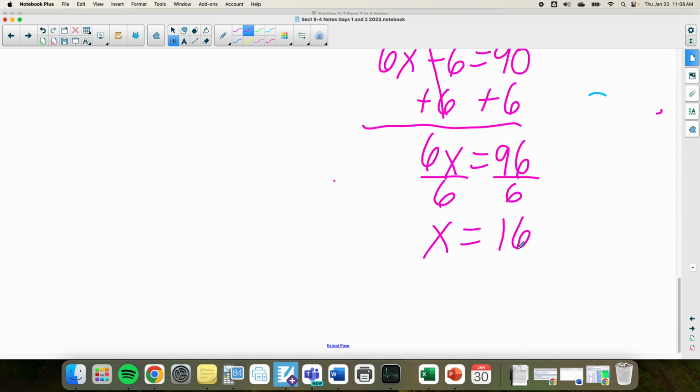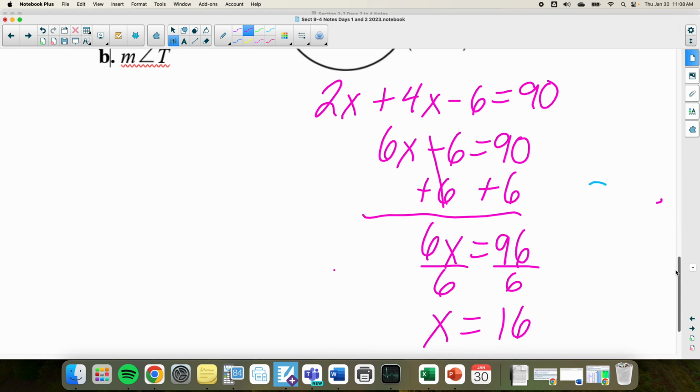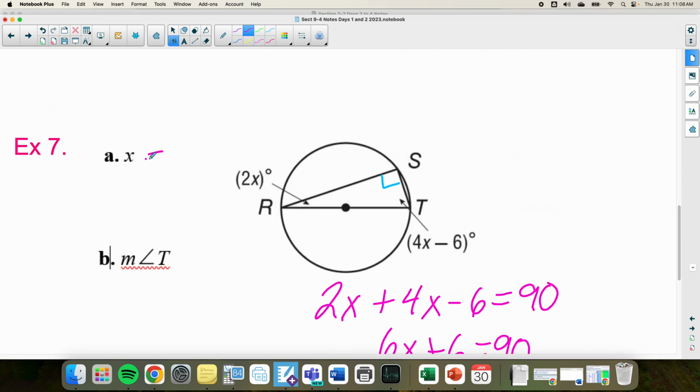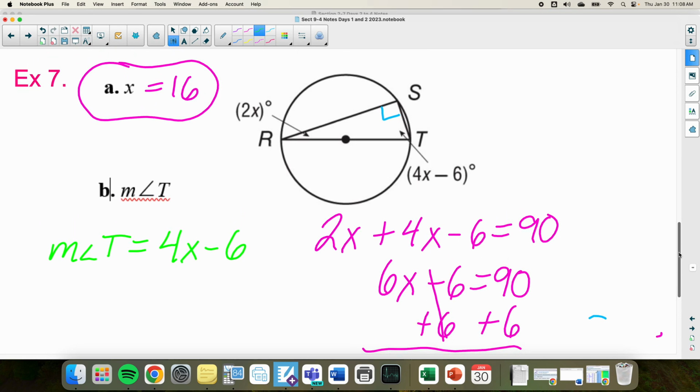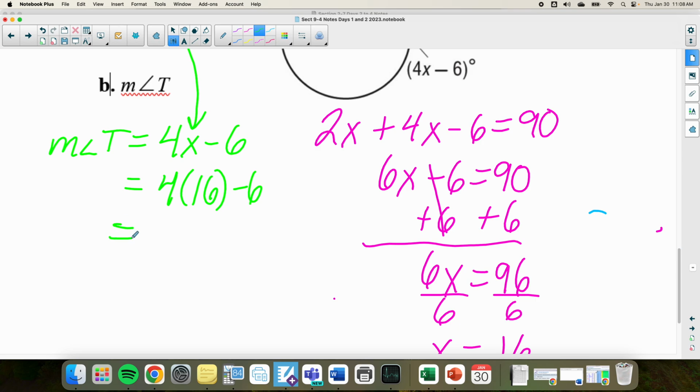Okay? Now what we're going to do is go back and find, well, we just found x to be 16. So that's one of my answers. And then what I'm going to do is put my x into the measure of angle t. And the measure of angle t is 4x minus 6. So then what I do is take this 16 and put it in there. So I have 4 times 16 minus 6, which would be 64 minus 6, which I believe would be 58.